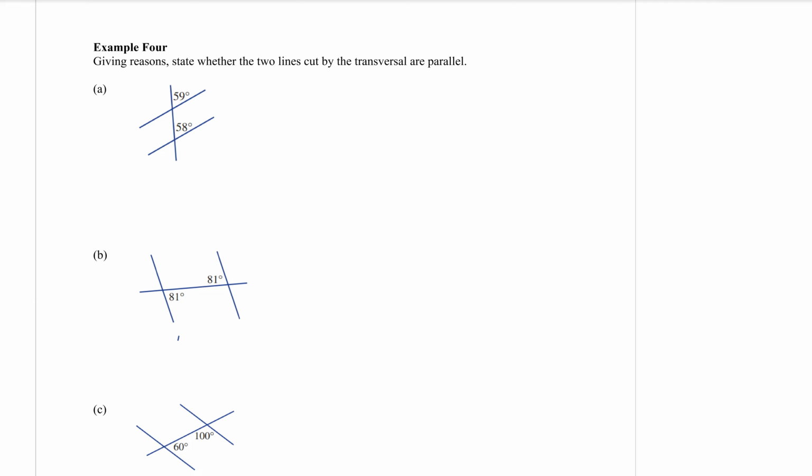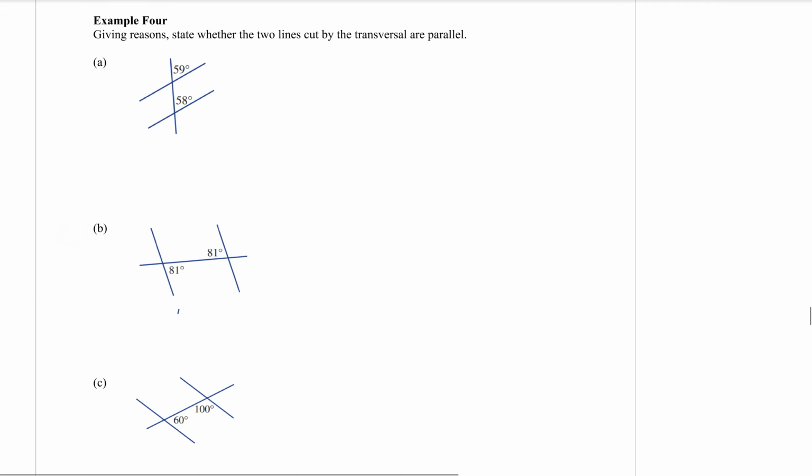Okay, we've done quite a few of these questions. We have one more type here to look at. Example number 4. It says, giving reasons, state whether the two lines cut by the transversal are parallel. Now, you will see that there are numbers. There are no pronumerals in here. We want to use the numbers to say if it fits one of our three rules and that it obeys the rule. So, for example, if I draw the arms around the 59 degrees and around the 58 degrees, those two angles are making an F shape, which is corresponding.